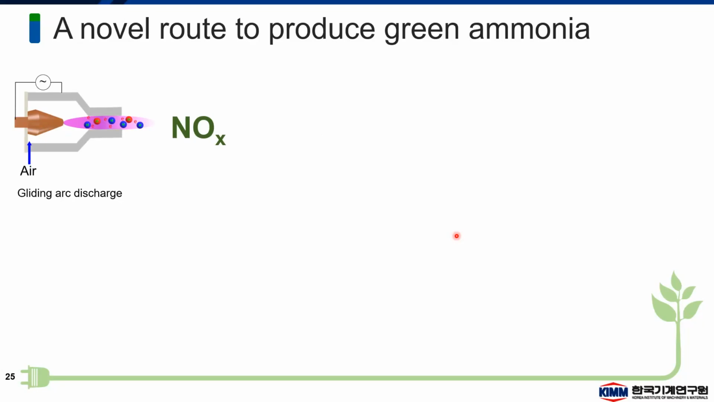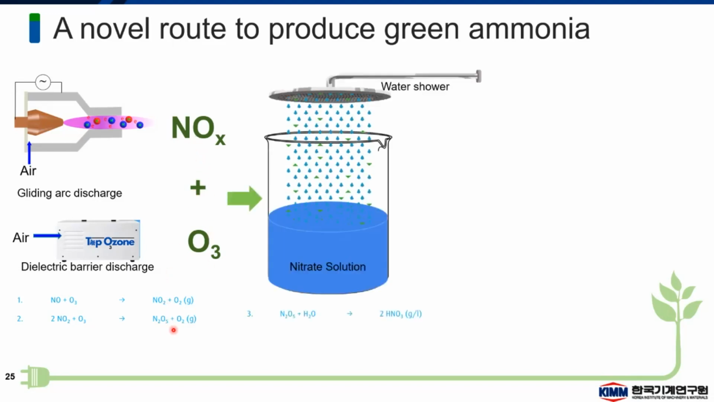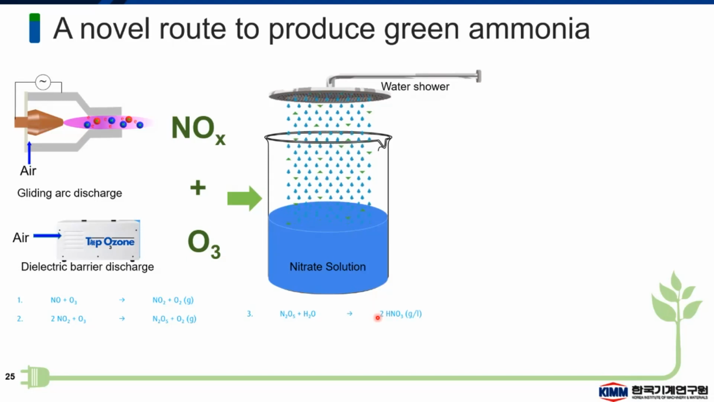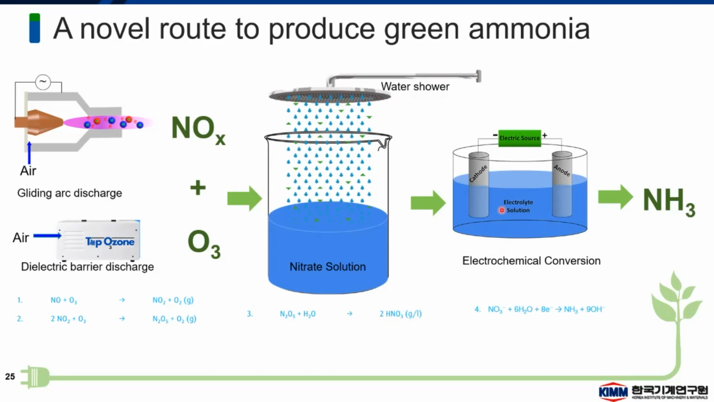So in this way, we introduce a novel route to produce green ammonia. That is, we produce NOx from air and ozone from the DBD reactor, and this ozone reacts with NOx to form N2O5. We already talked that N2O5 is water soluble and forms nitrates, and these nitrates, with the help of an electrochemical process, we can change into ammonia.